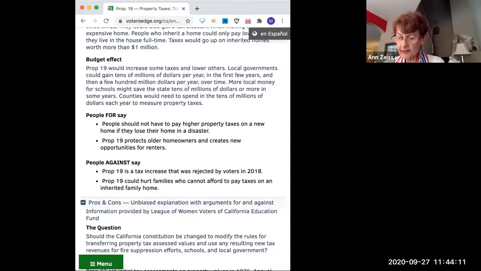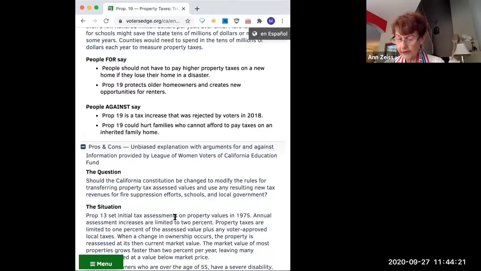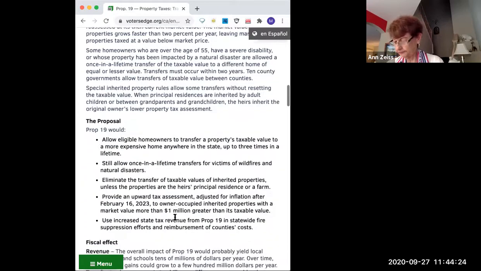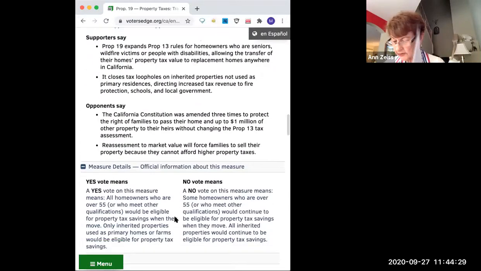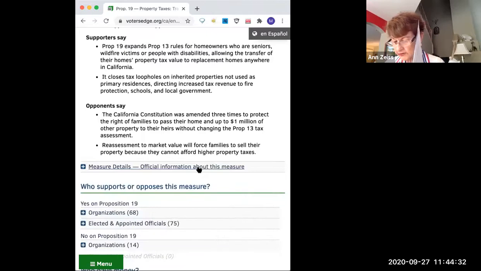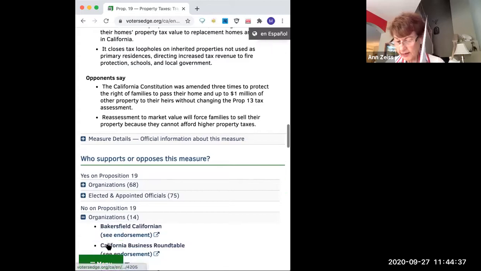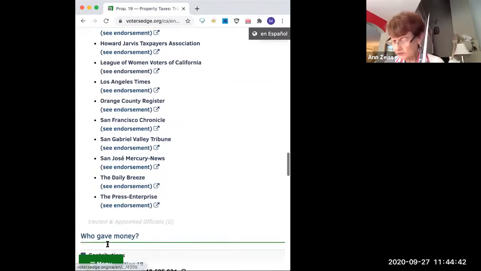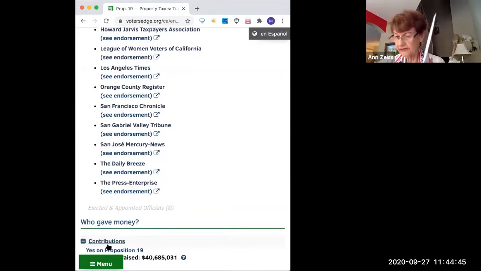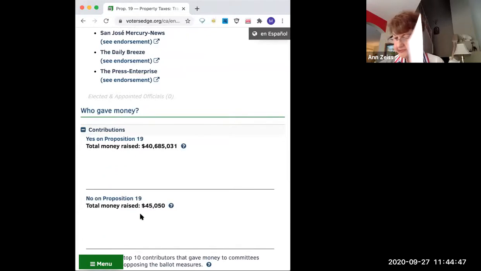All right, I'm still on opponents. Reassessment to market value will force families to sell their property because they cannot afford higher property taxes. Those opposed are the president of the Howard Jarvis Taxpayer Association, Patricia Bates, state senator, and Ken Cooley, an assemblyman. I do not see any financial figures with regard to this proposition.